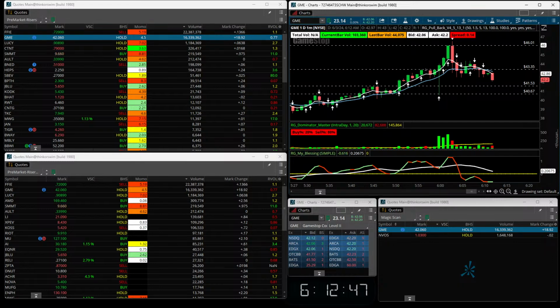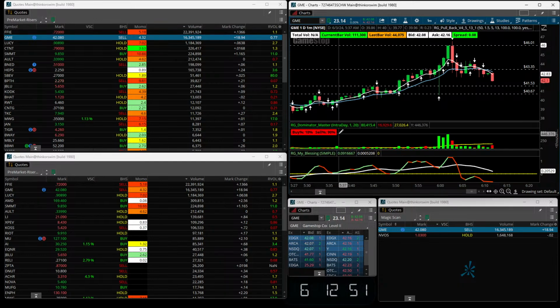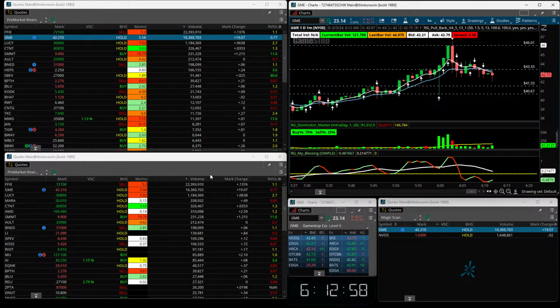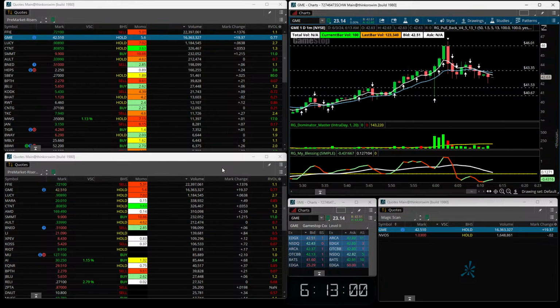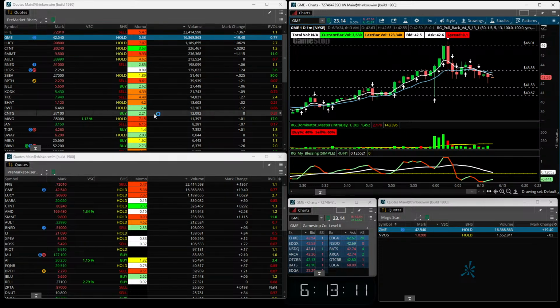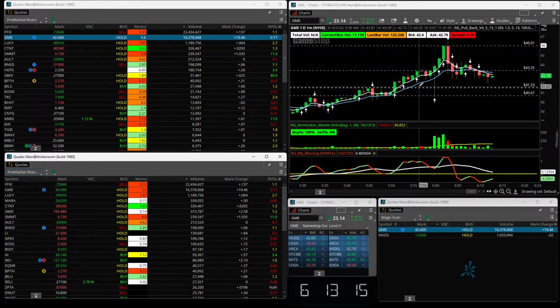Pulling back down to a lower level, it looks like 41.50 is where it's headed. Right here in this area. Not seeing any other volume spikes so far yet this morning. There were a few while this was going on, but I didn't want to switch on you.